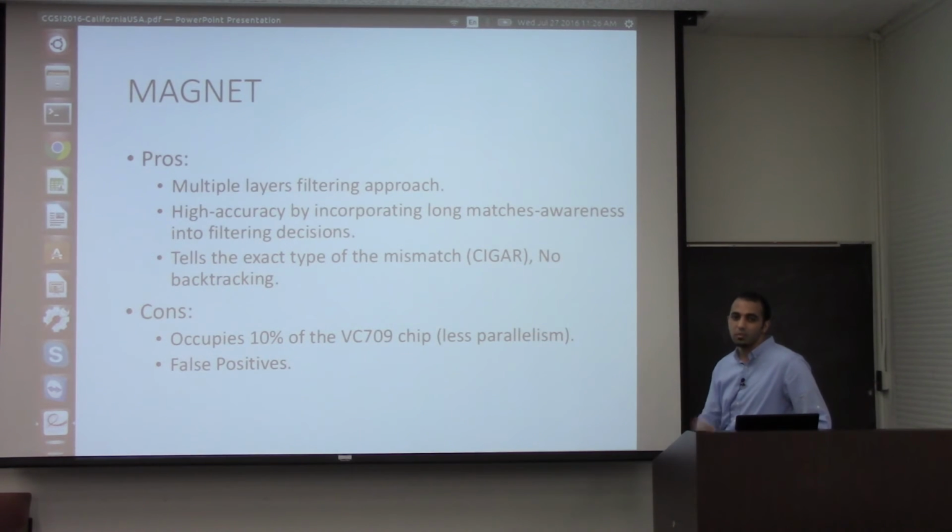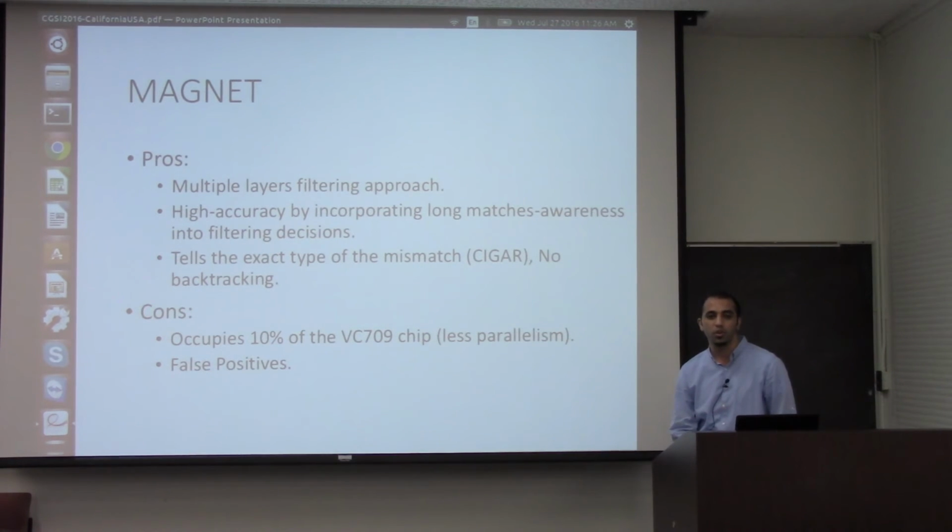And you can see here we don't have that many false positives. And it can tell you exactly the type of mismatch without a backtracking process. So in this filter, you can eliminate the need for dynamic programming. But the disadvantage, of course, is that the accuracy comes at the cost of occupying more resources. It's 10% of the chip. And this is a concern for parallelism. So you cannot parallelize this design that much. You only get 10 times or less.